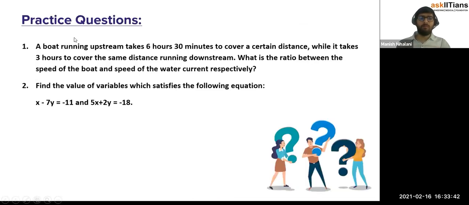So these are a couple of practice questions for you all to try out. One is quite similar to what we did now, a boat running problem, and the other one is you have to just solve two equations in two variables. Both are linear equations. You can use the method of equating coefficients or any other method to solve these two problems, and we will be discussing them in our next class. The solutions of these would be discussed.